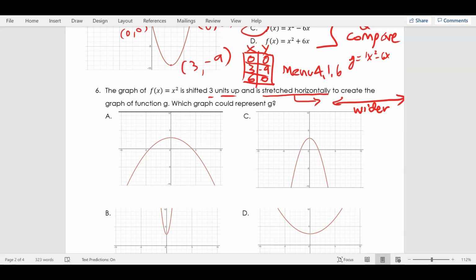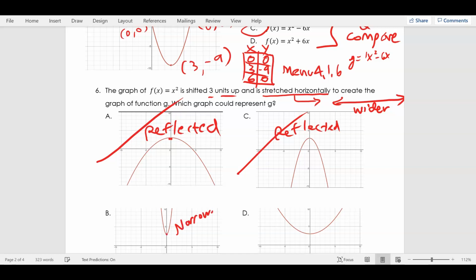Now, it did not say reflection. So even though A is 3 units up, even though it's wider, it's reflected, and it did not tell us it was reflected. That's a no. Same thing with C, it's reflected. It's also not wider, so no. But B, it does move 3 units up, but this one's actually narrower instead of wider.